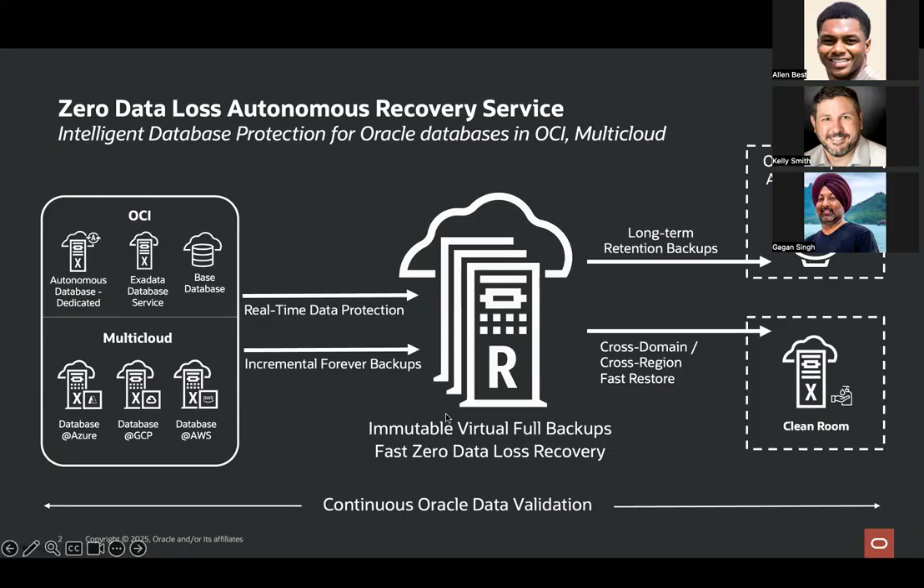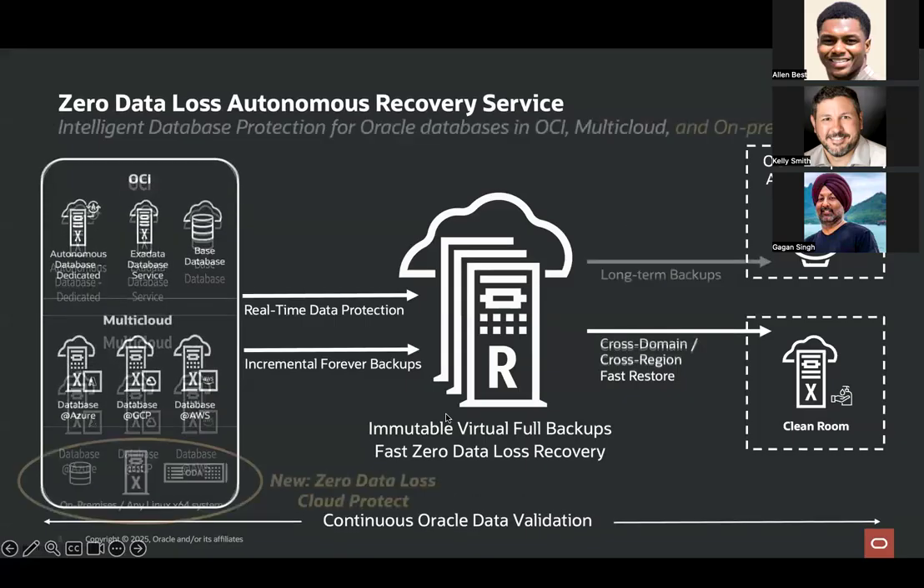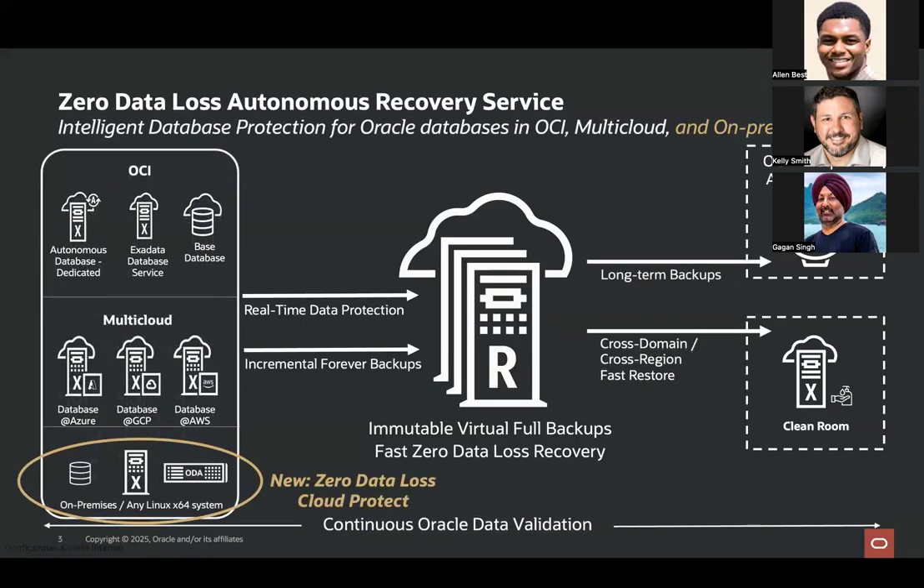And what we've initiated that is new is the Zero Data Loss Cloud Protect. So to introduce this, Cloud Protect brings all the advanced benefits of what I just talked about with the Oracle Autonomous Recovery Service to your on-premise Oracle database or any Linux x64 system. So this basically extends the intelligent database protection that we already provide within our cloud, as well as our zero data loss recovery capabilities that we have today, into your on-premise solutions.